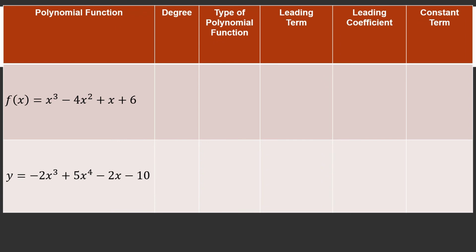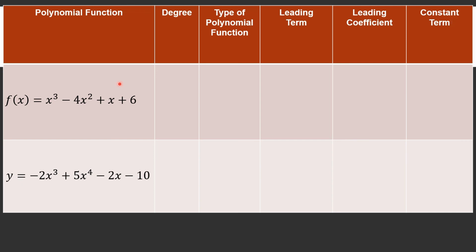Now let's try to complete this table following the same example earlier. We have two polynomial functions here. Let's identify the degree, the type of polynomial function, whether it is constant, linear, quadratic, cubic, quartic, and so on. And then let's also identify the leading term, leading coefficient, and constant term.